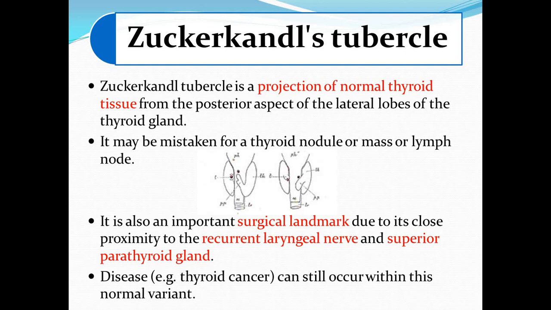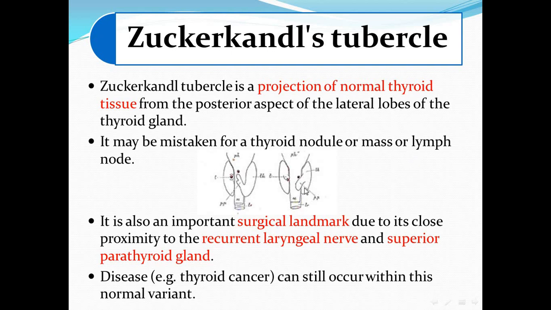So this variation is a projection of normal thyroid tissue from the posterior aspect of the lateral lobes of the thyroid gland, as we see in this illustration. This projection is what is called the Zuckerkandl tubercle. So it can be mistaken for a thyroid nodule or mass or lymph node.